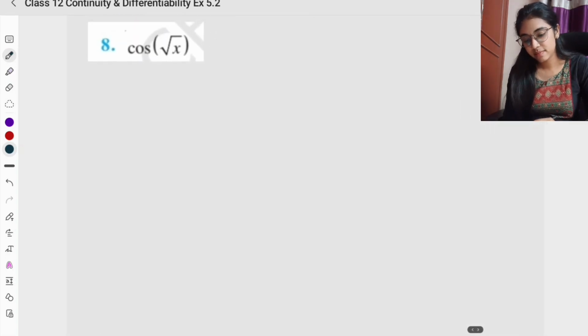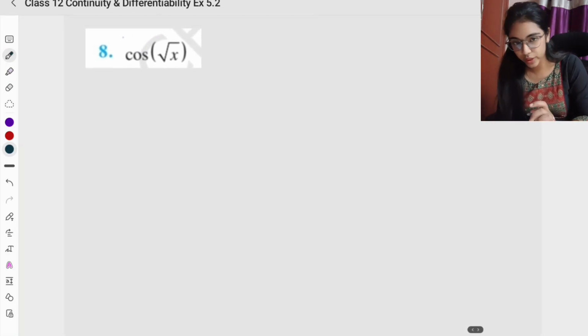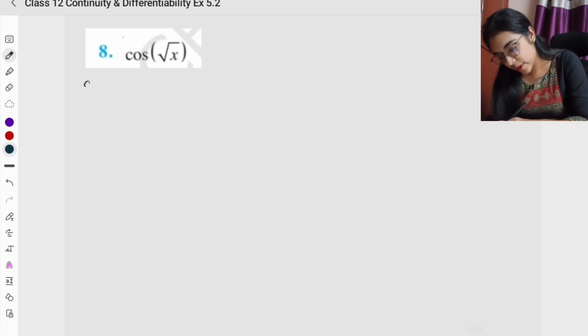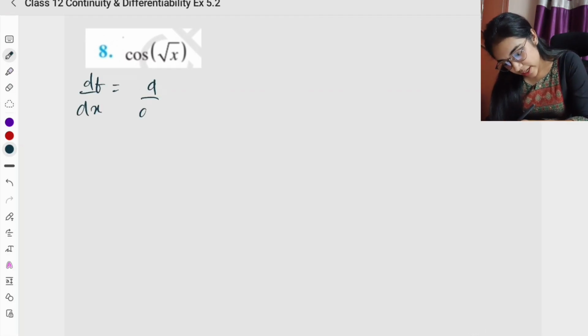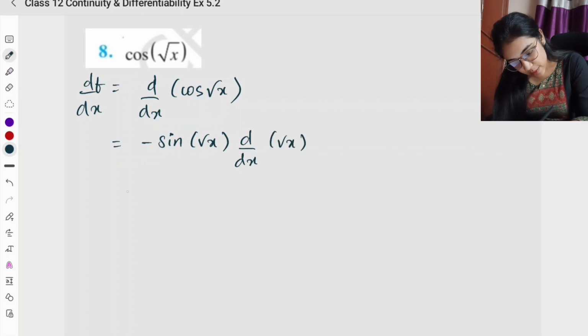Question number 8. This is also very easy. So இப்போ இங்க என்னென்ன functions இருக்கு? Cos இருக்கு, root x இருக்கு. So only two different functions. So I have df divided by dx is going to be d by dx of cos of root x. So first d by dx of cos and cos or derivative is sin x, which is sin of root x. Then d by dx of root x again.